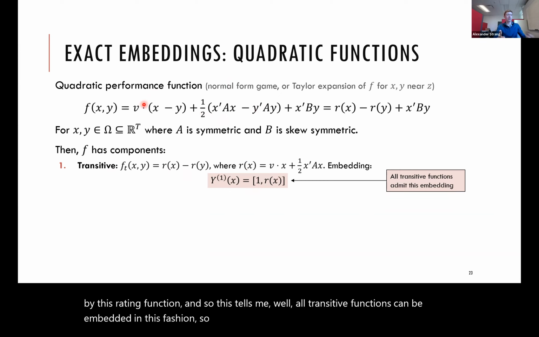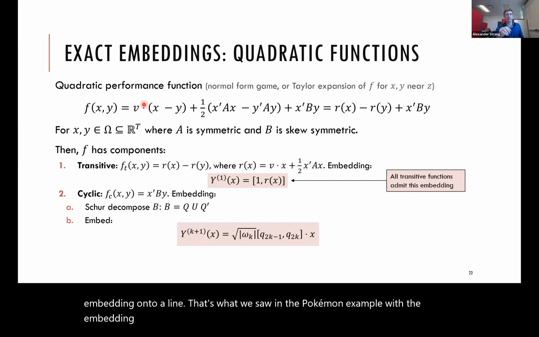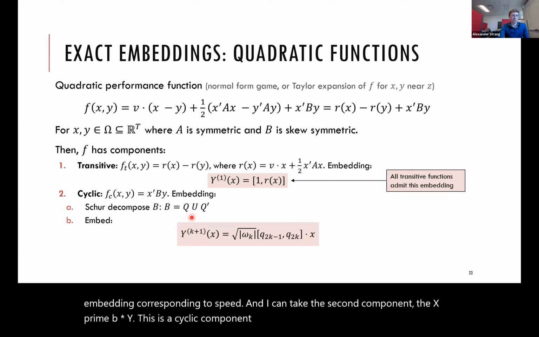So I can take this first component and embed it by embedding onto a line. That's what we saw in the Pokemon example with the embedding corresponding to speed. And I can take the second component, the x prime B y. This is a cyclic component. And I can embed this explicitly using the Schur decomposition of the matrix B.